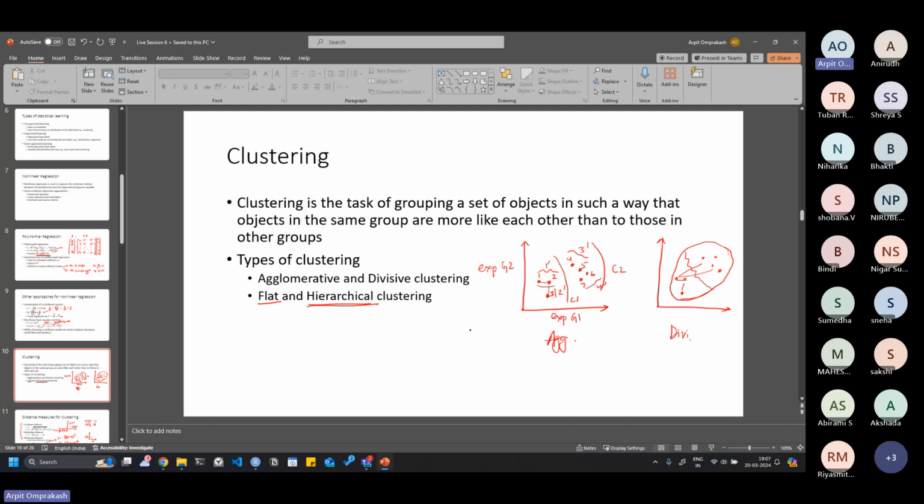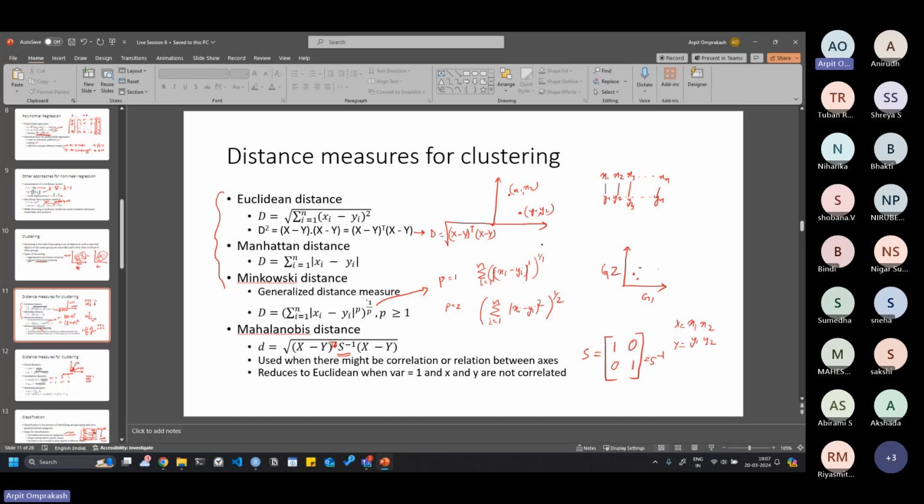Flat and hierarchical clustering. Basically flat clustering is when you just cluster data and you don't have the relation or distance between each cluster. In hierarchical clustering, you basically show the relationship between each cluster, right? So for clustering, we need different distance measures to generate distances between different points so that we can cluster them.